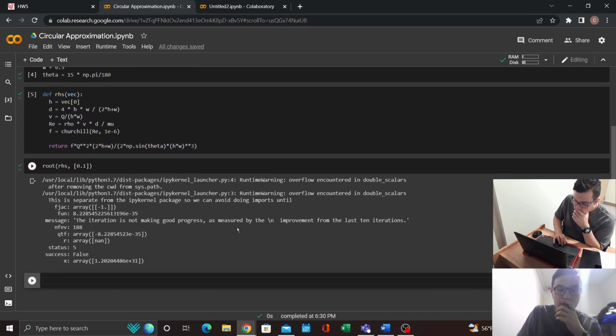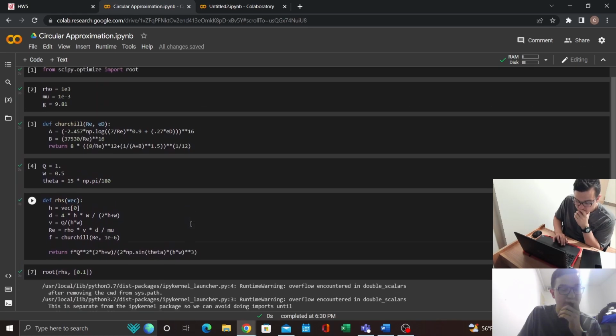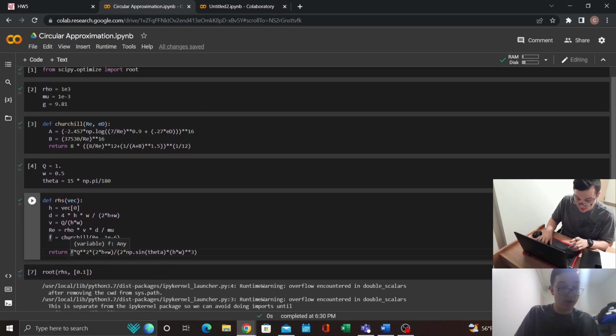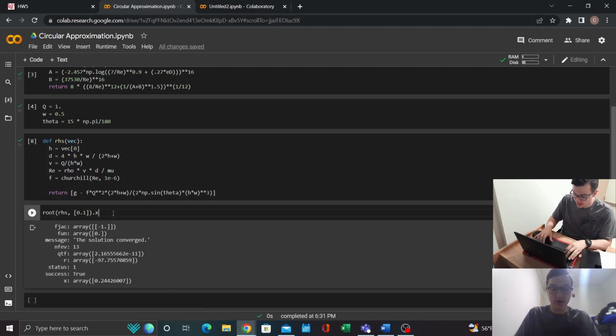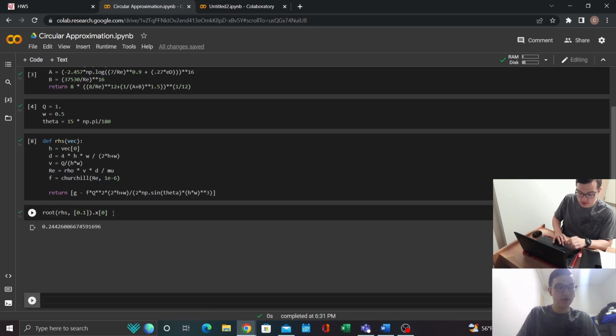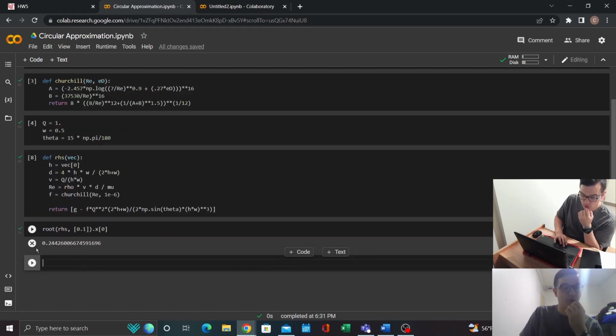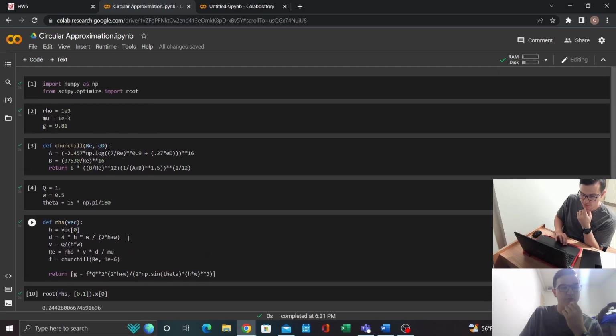There. I'm not making good progress. I'm missing something here. Yes. Number one, this needs to be a vector. Number two, we need to actually give it something to root. There. Should be good. It converges. The array will give us x 0.2443, so the height is 0.2443 meters in the channel.